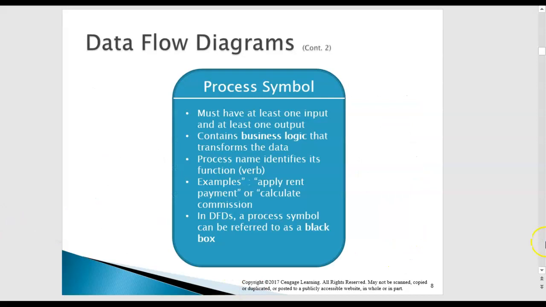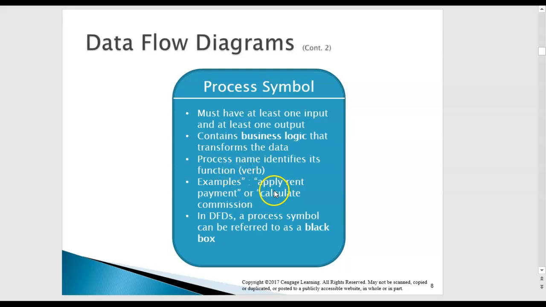Let's take a closer look at the process symbol. This is the symbol that you're going to use to represent a process in your system diagram. A process symbol must have at least one input and one output. It contains the business logic that transforms the data, and the process name has to be a verb. So it essentially identifies the function that the process is going to perform.